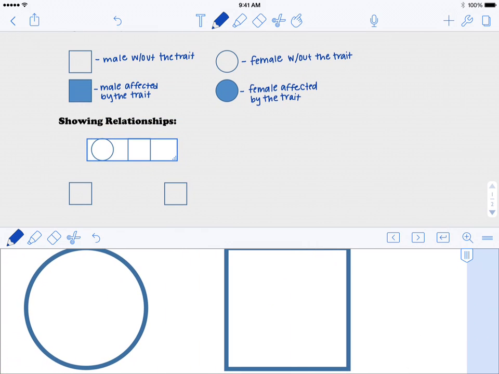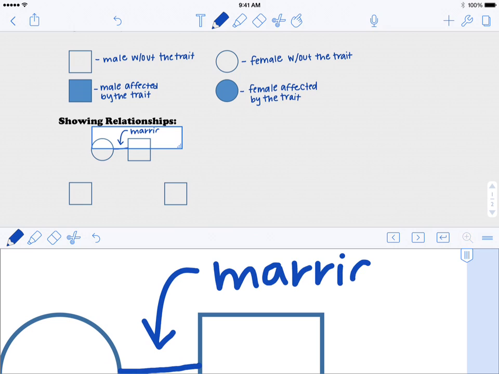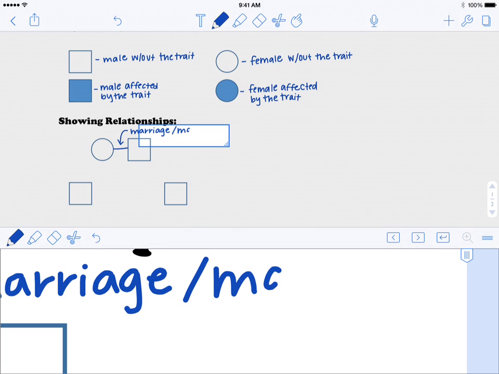Now we also have to show the relationships between people. So we are going to use a horizontal line connecting a circle and a square to represent either a marriage or the fact that two people had offspring together. A marriage, or you could call it mating.